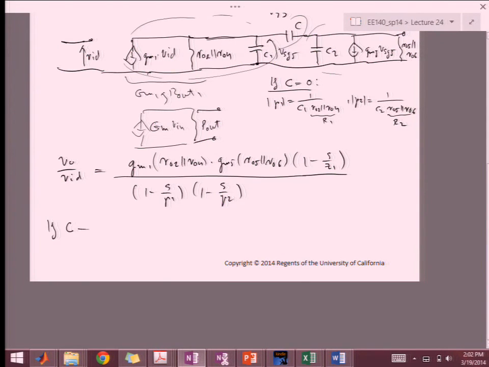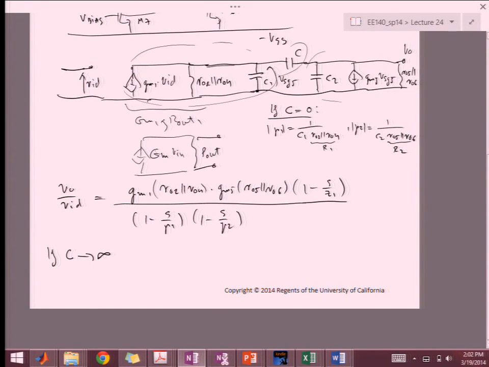If C goes to infinity, however, it's starting to short the gate with the drain. Right? So now these C1 and C2 start interacting with one another. In the ultimate case, where C is so big that it effectively shorts these two, then we just have the gate voltage sitting across the source. So this becomes a resistor. It becomes 1 over GM5. And so then now our pole 1 is going to be, pole 2.